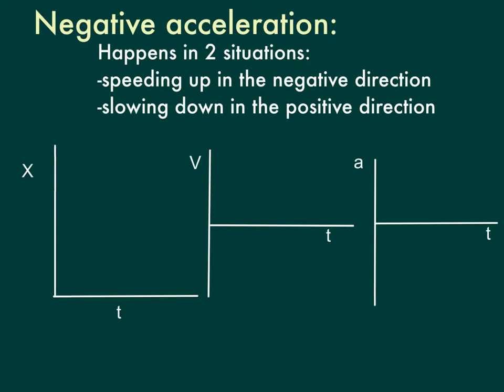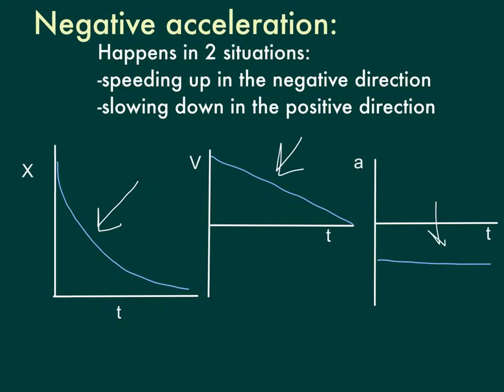The other possibility is an object could be slowing down in the positive direction, which would look like that on a position time graph. The velocity time graph would look like this, and the acceleration time graph would look like this. Again, the slope of this line gives you the velocity, and the slope of the velocity line gives you the acceleration.